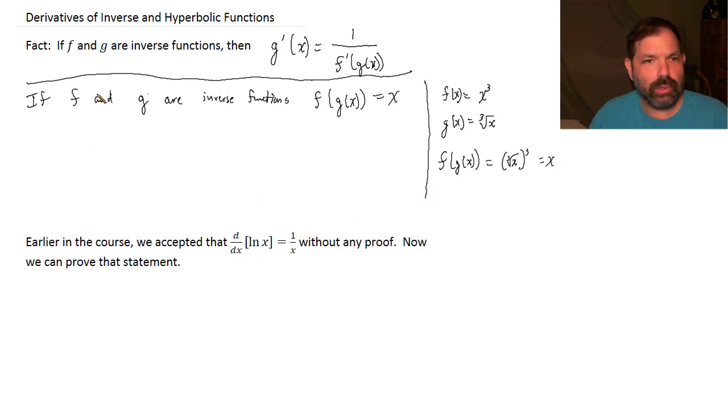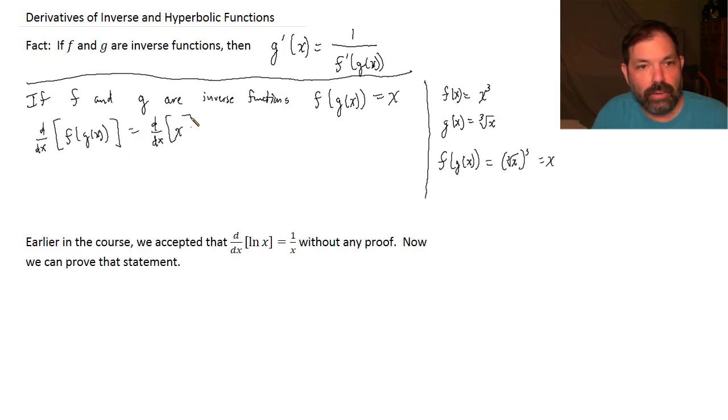Let's go back over here. We're trying to prove the statement I said earlier, that if f and g are inverse functions, then g prime of x is 1 over f prime at g of x. So if f and g are inverse functions, then f of g of x is x. Let's differentiate both sides of this equation with respect to x. So d by dx of f of g of x is equal to d by dx of x.